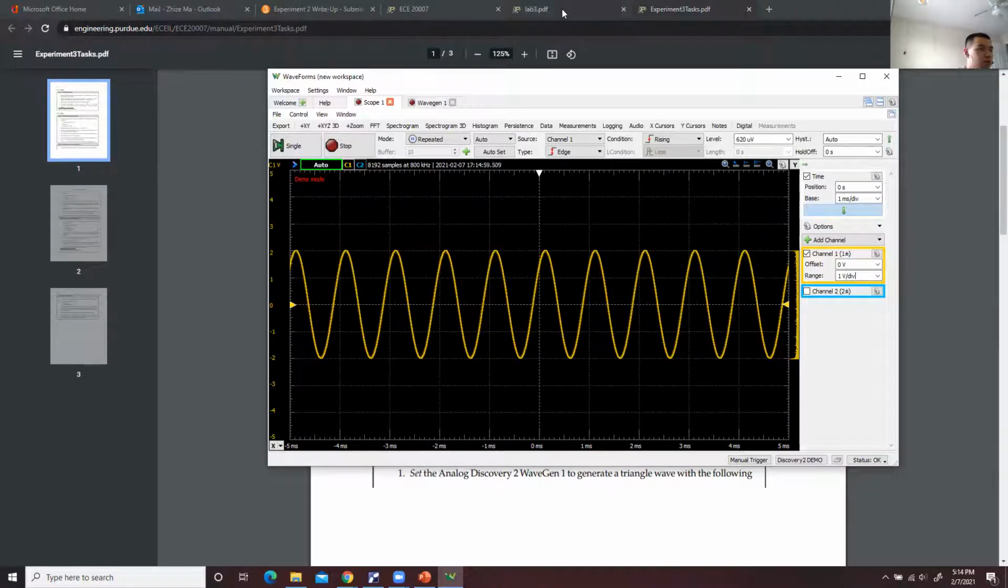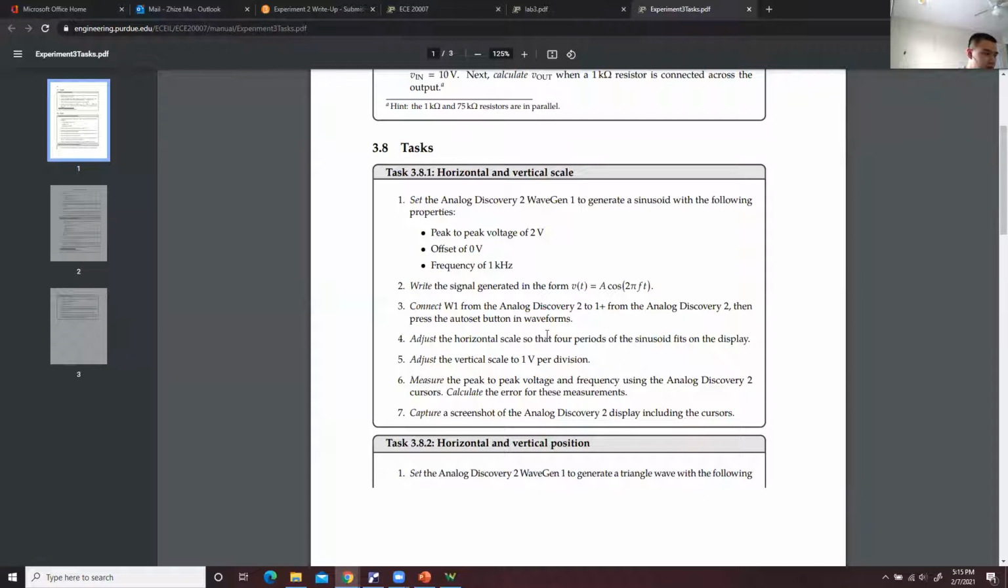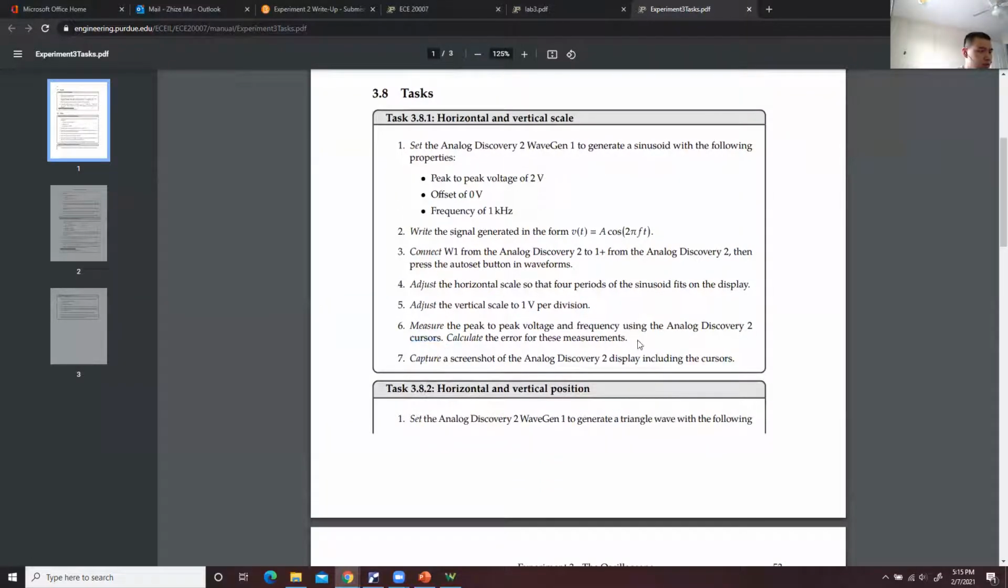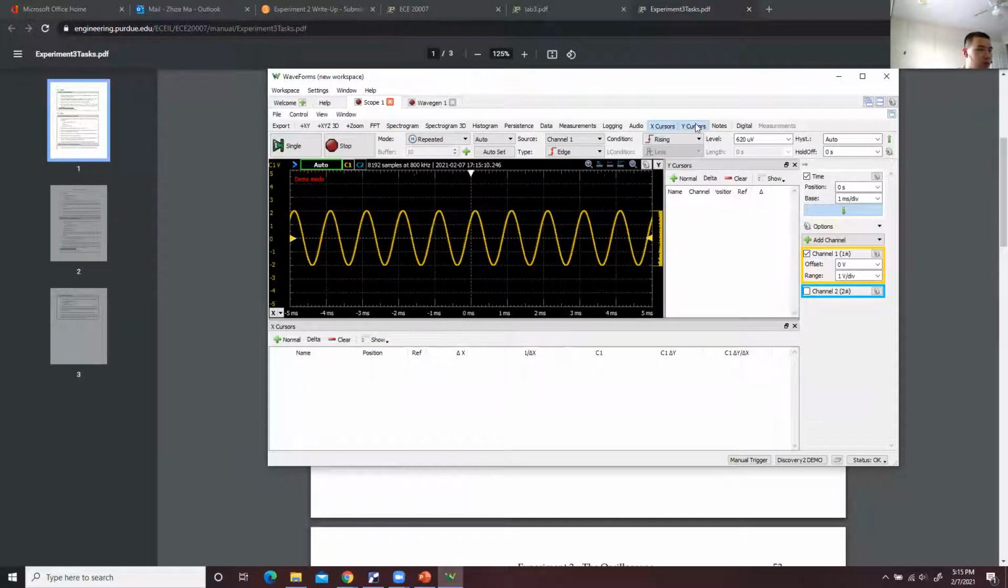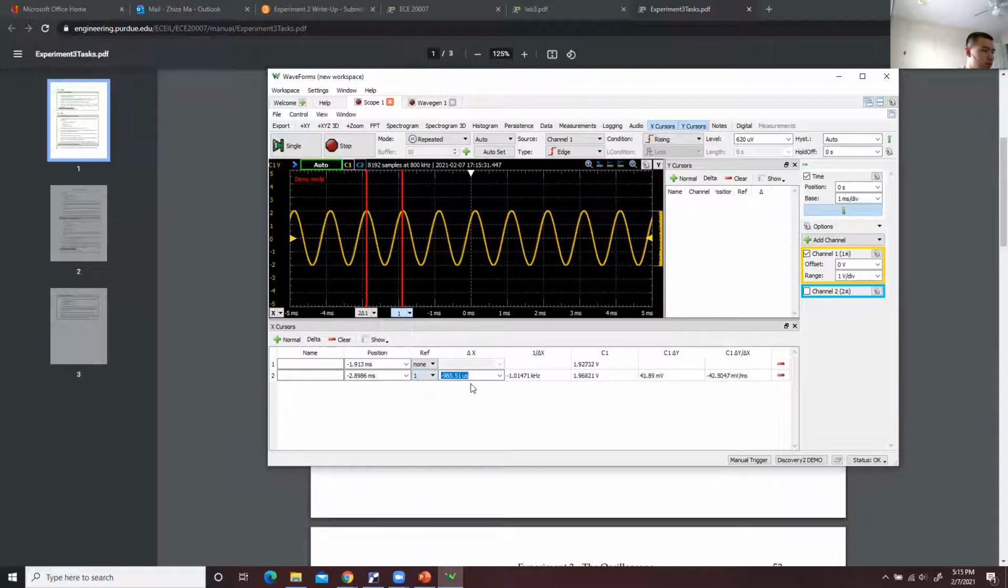Also, in step 6, you're going to use the cursor. That's what I mentioned. You can find the X cursor or Y cursor in here. The X cursor is used to measure the period. For example, I put the first line here and the second line here. The time difference from here to here is 1 period. And you can calculate the frequency by 1 over this value.